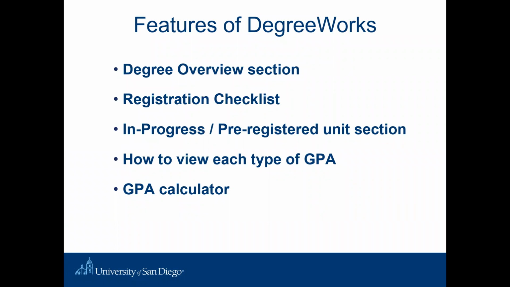Today, we're going over some of the useful features of DegreeWorks. We will look at the DegreeWorks overview, which shows you a quick snapshot and summary of what's still required for you to graduate. Next, a registration checklist is available so you can prepare for your registration. You will also be able to view the units that you have in progress and the ones for which you have registered. With DegreeWorks, you'll be able to view different types of GPAs, including major and overall GPA. Lastly, you'll be able to calculate your GPA and determine what future grades are required in order to maintain or improve your GPA.